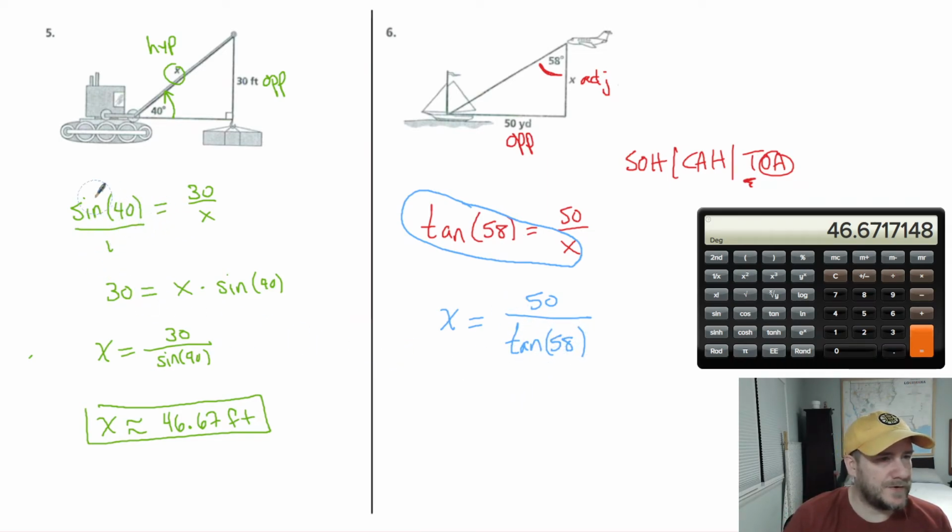We could see it would have worked over here too. If we just switch the x and the sine 40, then we land on x equals 30 divided by sine 40, don't we? So it's a little more efficient. Anyway, let's figure out this final value.